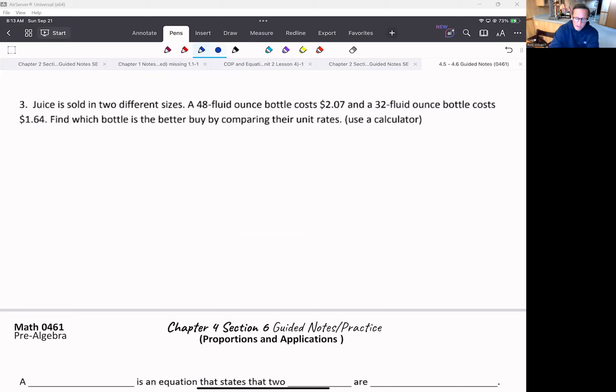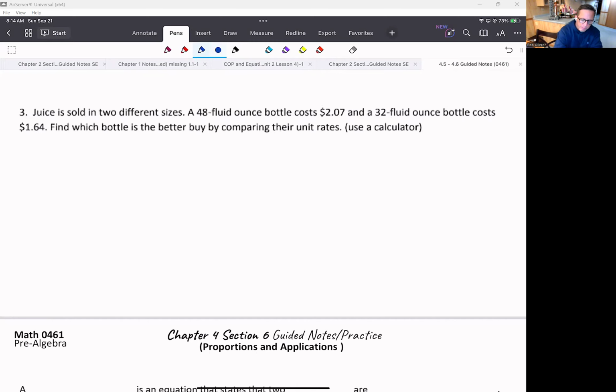So yeah, you might be at a store, and sometimes we only have so much money. If you only have $1.64, you're obviously going to buy the cheaper option. But if you're thinking about economics, you're thinking about value, unit rate's the way to go, right? You have to do it that way. So when we set this up, we want to figure out how much it's going to cost, per fluid ounce.